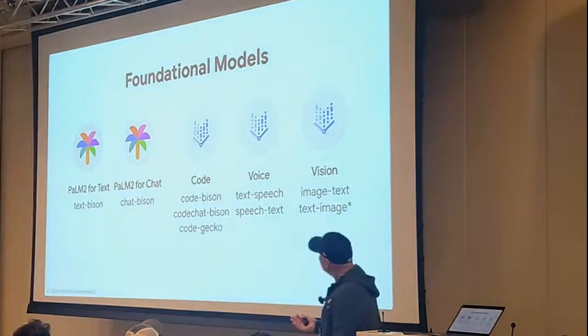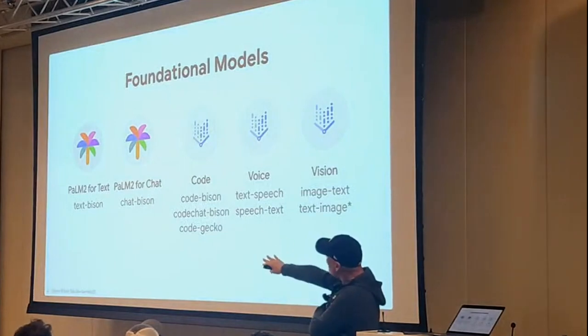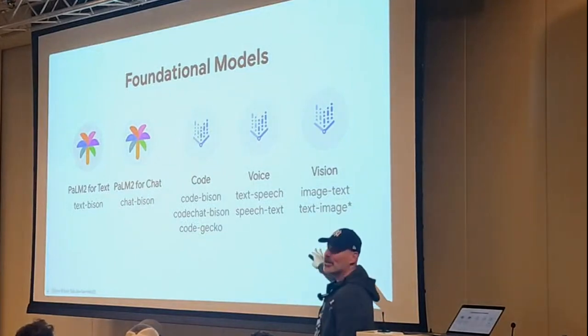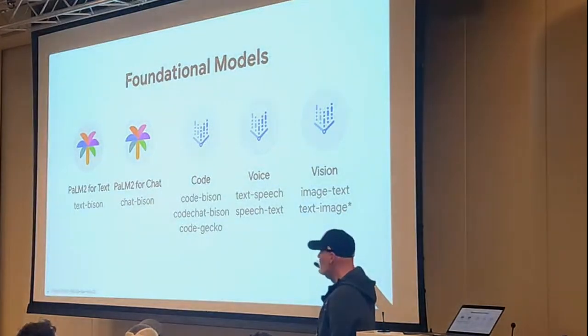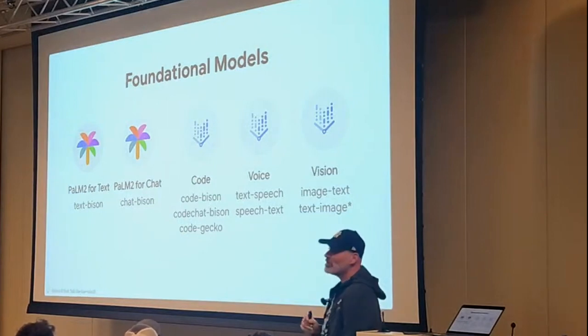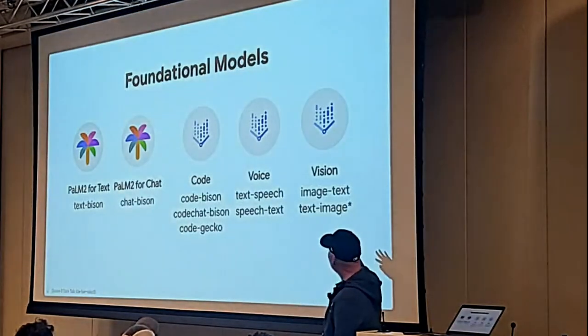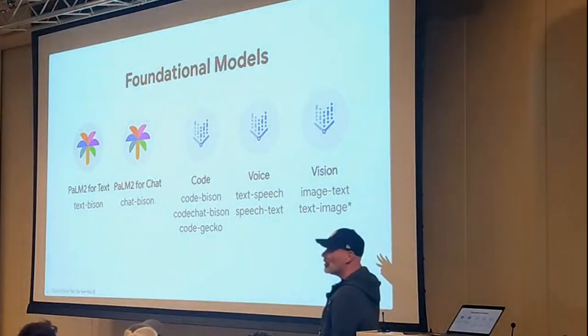Let's go over the foundational models. Of course we have PaLM, and here are some of the code names. If you actually want to use the APIs, these will be the code names, and these are all of them. The only one that is not released yet is the text to image, which is still not available unless you have an invite, which maybe you have.